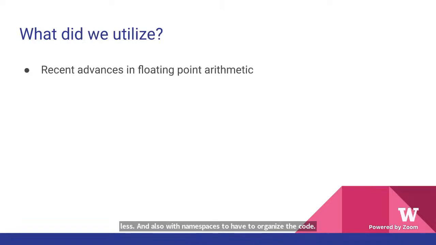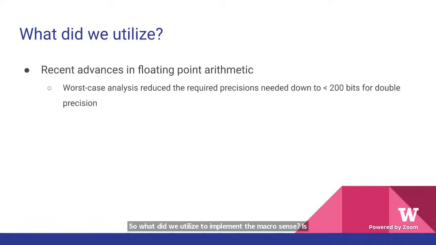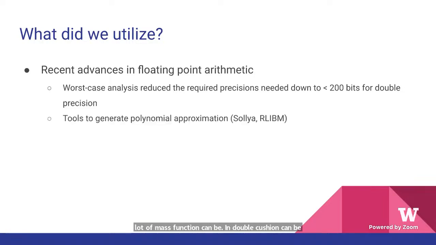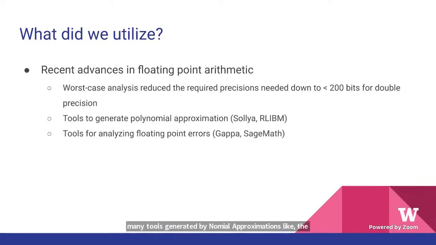So what did we utilize to implement the math functions? There are a lot of recent advances in floating point arithmetic, especially in the worst case analysis, as a lot of people mentioned. Previously, in the IBM Accurate Math Library, I think for the worst case they bumped it up to 800 bits. But now we know that a lot of math functions in double precision can be done with a lot less than 200 bits. And there are many tools to generate polynomial approximations, like Sollya or the libm project, and many tools to analyze floating point errors, from Caparrini to SageMath.